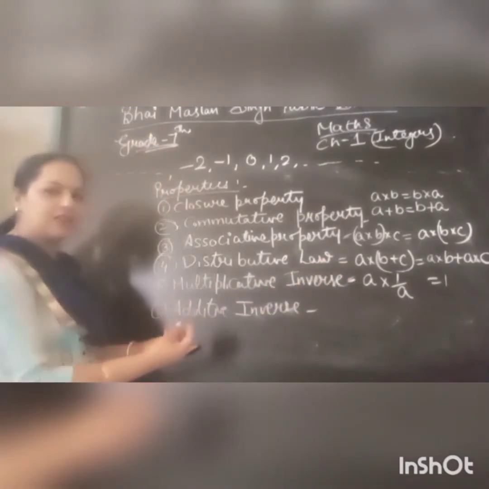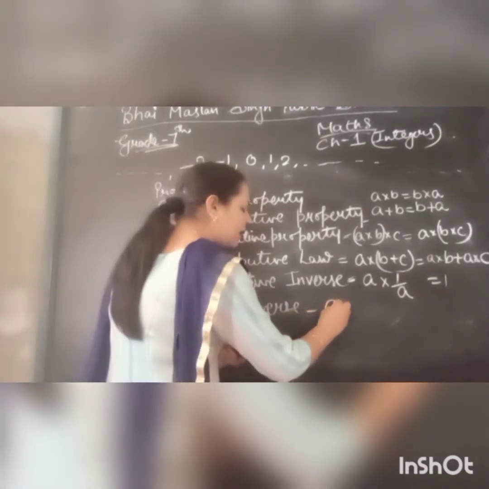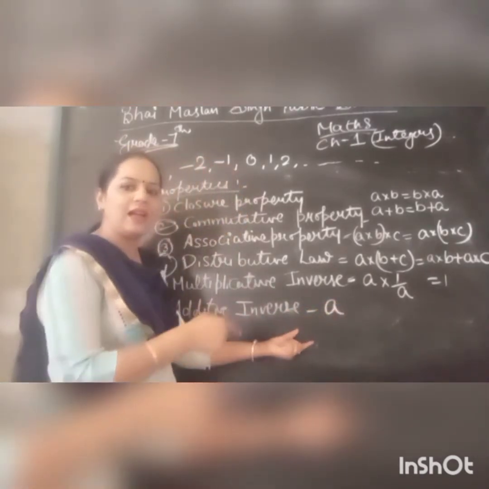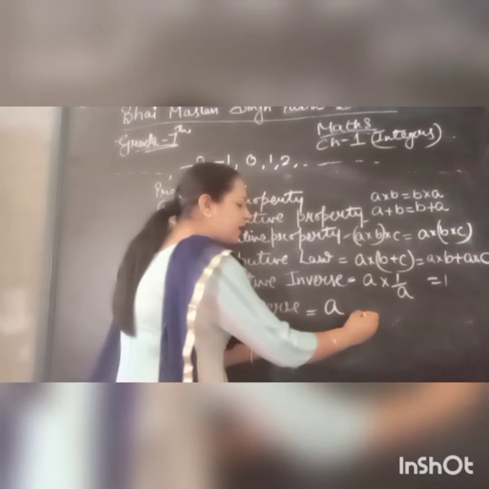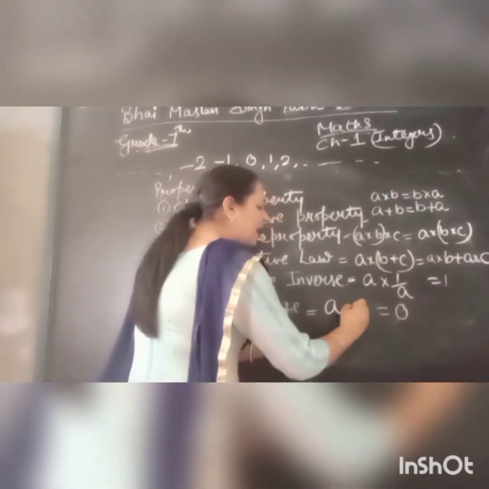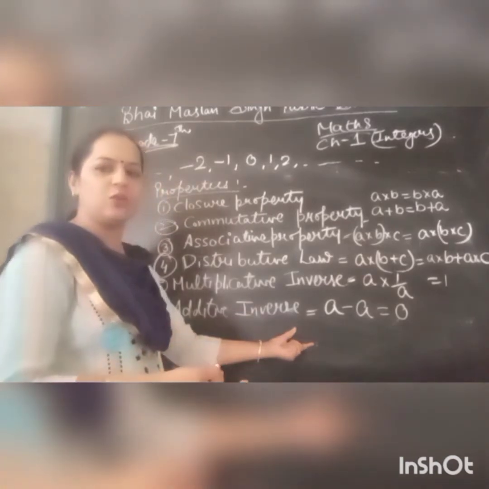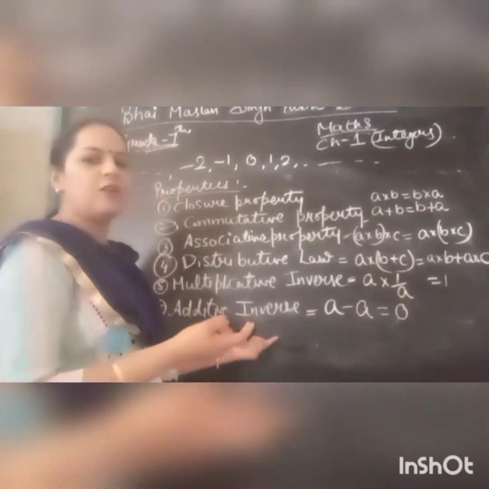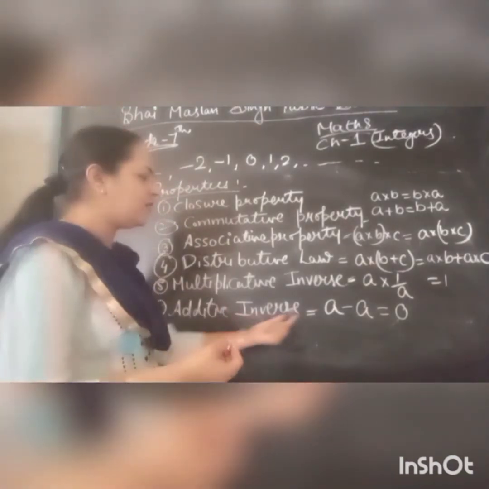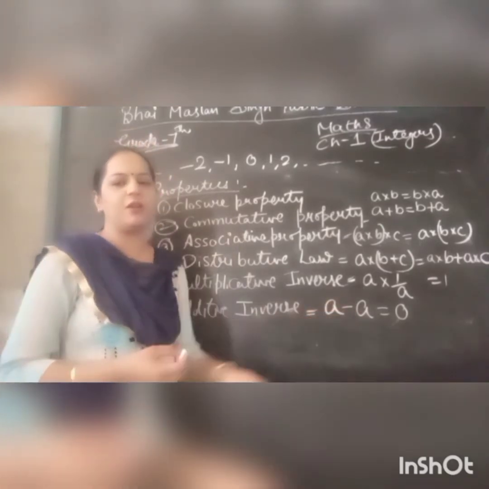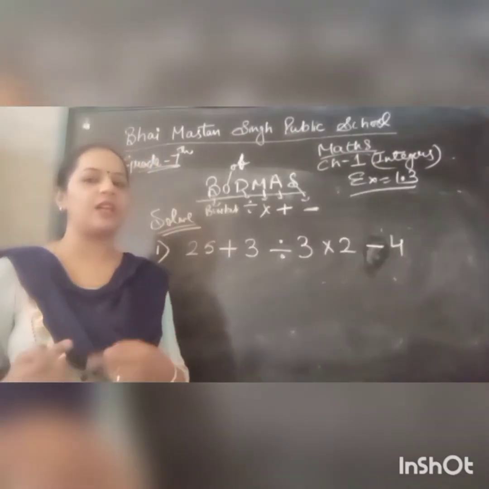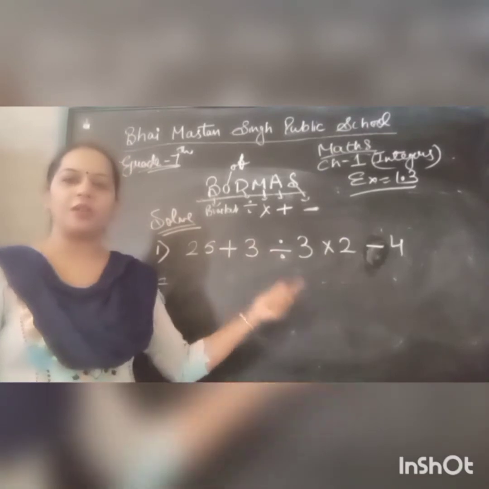Next is additive inverse. If I have a number A, then what number should I add to it so that my answer will be 0? I will add minus A to it. A minus A is equal to 0. So additive inverse means the number which we should add to my given number so that my answer will be 0. In chapter number 1, integers, we have done the properties of integers.